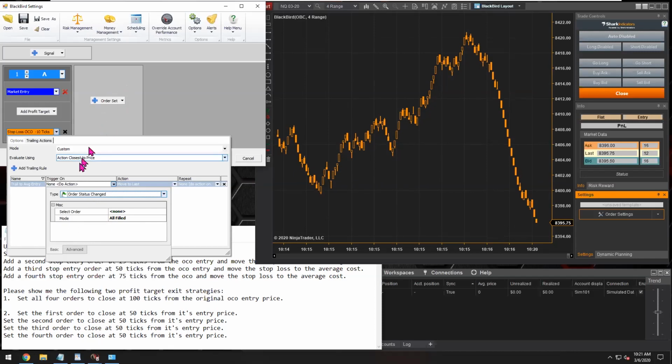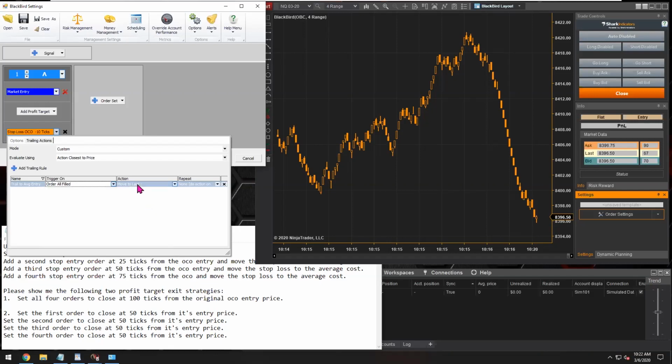So what we're going to do is the trigger. What's going to start the trailing is when the second order set gets filled. Right, so when that gets filled, that is our cue that we want the stop loss to move up to the average entry price, right? So we'll come back to this order status change here in just a moment.